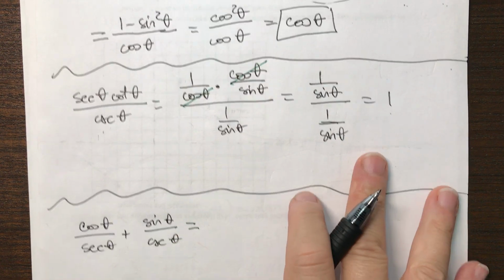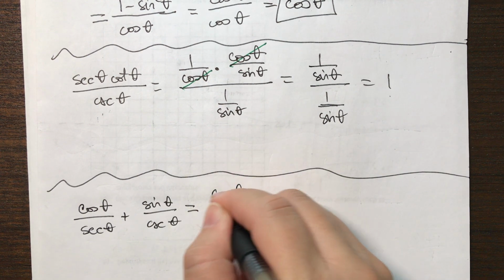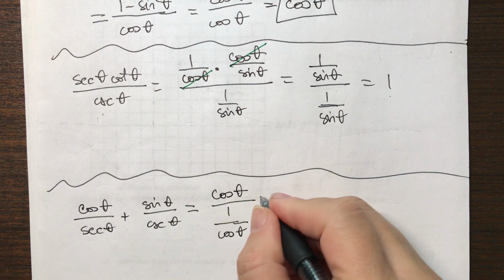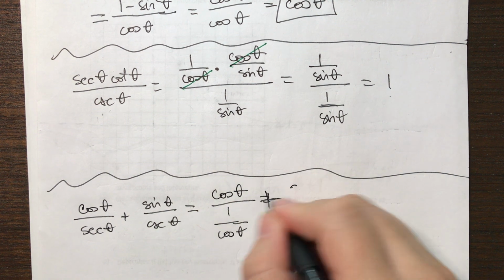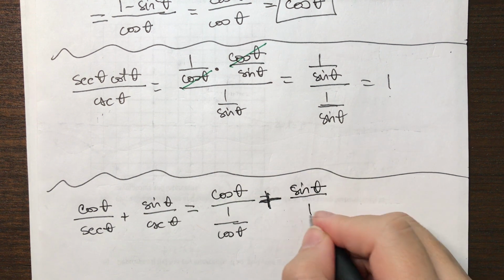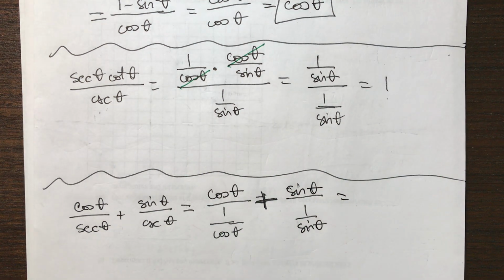Okay, let's try this again. Cosine is cosine. I'm not rewriting that. But secant is 1 over cosine. Sine, plus. Sine is sine. I'm not rewriting that. But cosecant is 1 over sine. So, rewrote them in terms of sines and cosines. Great. What can I do?